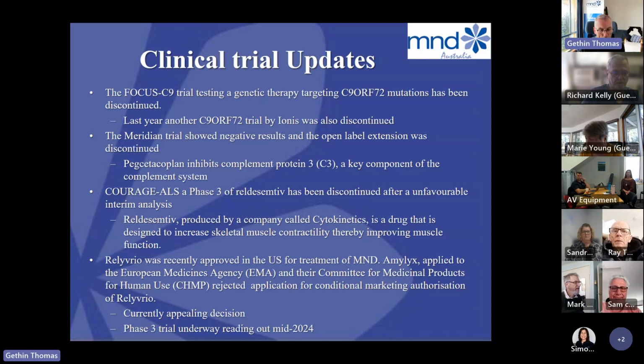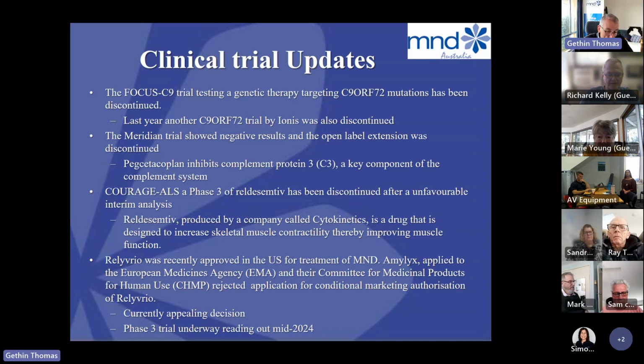Another company, Amylyx, has a drug called Relyvrio, also called AMX0035. This was recently approved in the US for treatment, which obviously was great news, and I mentioned that last time. Now they're trying to apply to other countries to expand its access, and they just applied to the European Medicines Agency, the EMA, and their committee that makes the decisions actually rejected the application. They feel that the evidence wasn't strong enough. This was based on a phase 2 trial, the first time a drug for MND has been approved on the basis of a phase 2 trial, which are much smaller trials than the big phase 3 trials. People were quite surprised when it was approved in the US, but perhaps less surprised that the European agency, which is traditionally much more conservative, said no.